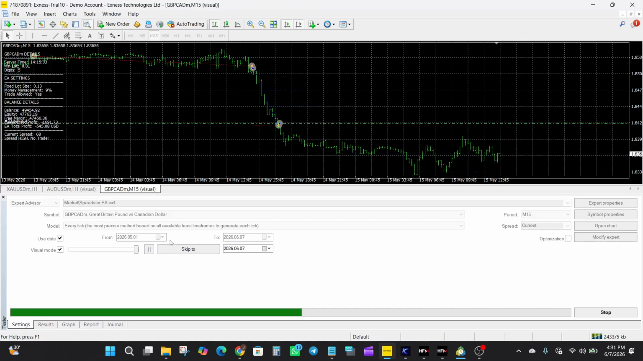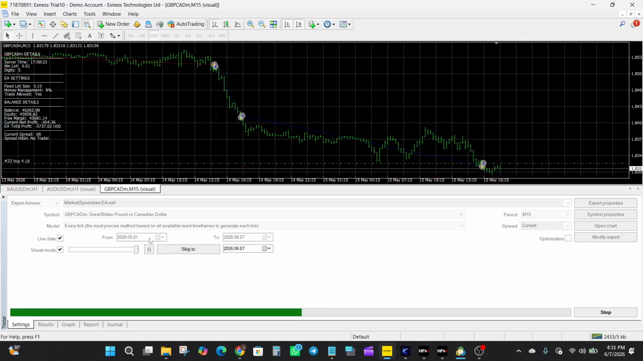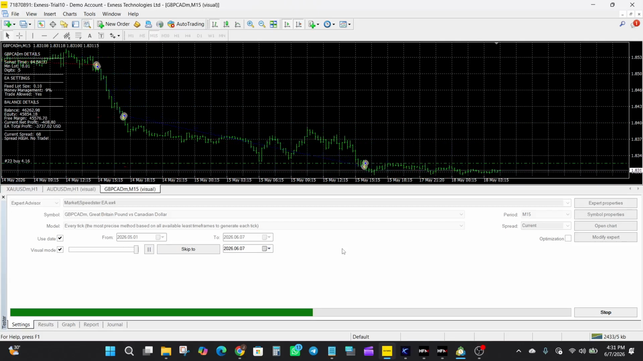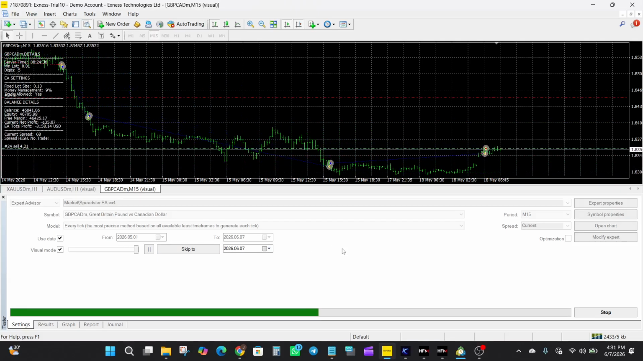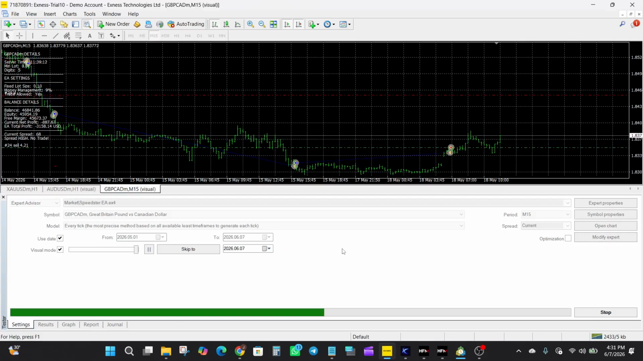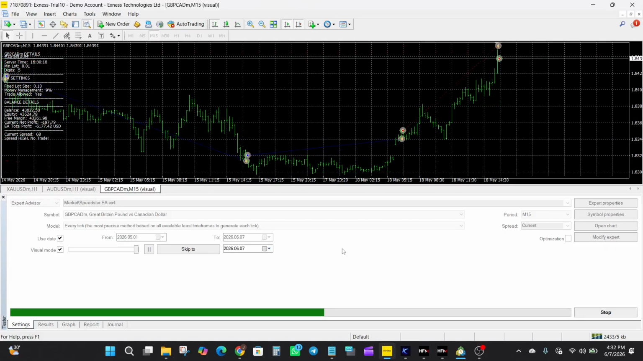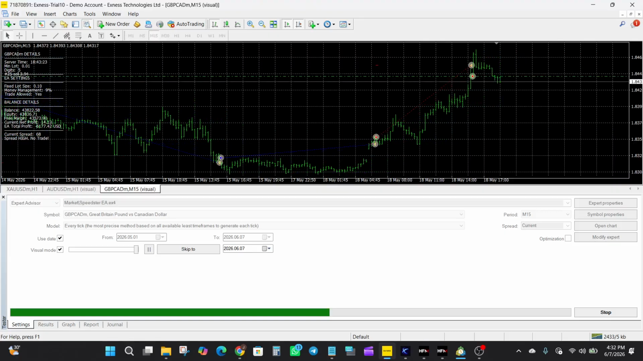We can see that the test I ran was over just about 1 month and 1 week. So I would recommend that you run it over a longer period of time if you are really interested in this EA, maybe 1 year or 2 years or even more, so you can capture a wider range of market conditions and market data for the backtesting.